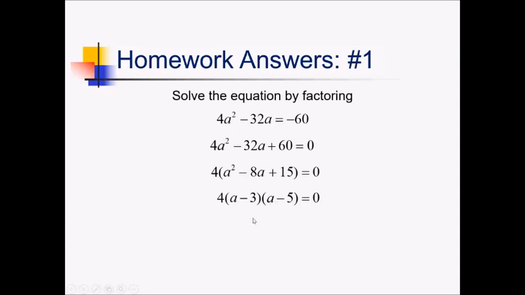Setting each of these factors equal to 0, I see that if a is 3, that would zero out that a minus 3 parentheses. And if a is 5, that would zero out this other parentheses. And as far as this 4 out here goes, 4 is a constant. It can never equal 0, so that's not going to give you any kind of solution. It's just these two here.